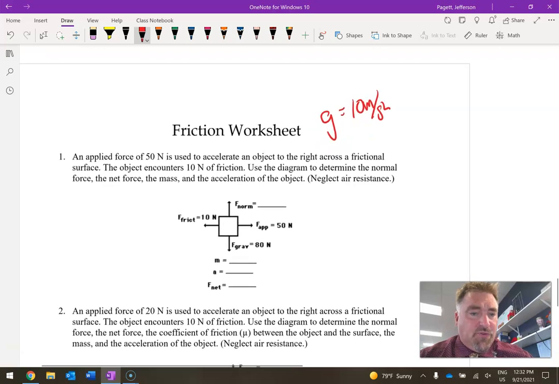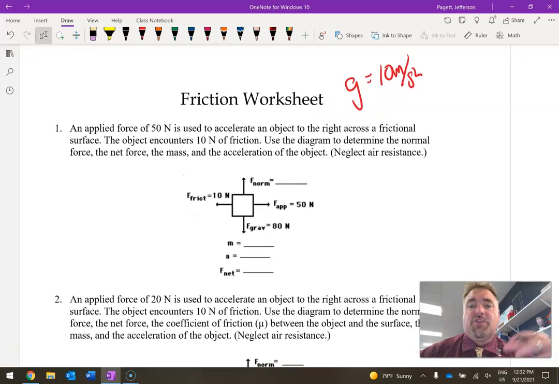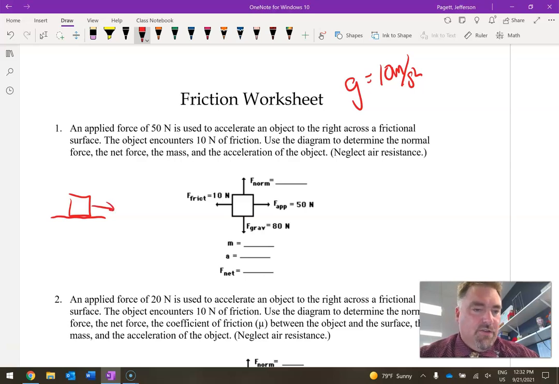So it says an applied force of 50 newtons is used to accelerate an object to the right across a frictional surface. The object encounters 10 newtons of friction. Use the diagram to determine the normal force, net force, mass, and acceleration. Okay, so if we look at this, we know that we have a force of gravity acting on it of 80 newtons. Again, you can assume it's sitting here on the floor. It's being pushed to the right. So this thing is moving that way, but that doesn't mean it's falling down through the floor. It's not flying up off.